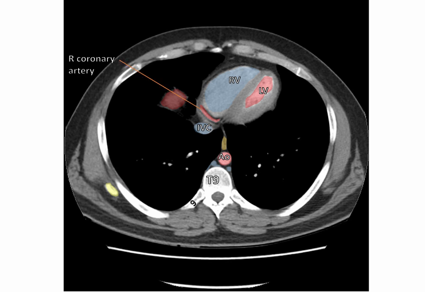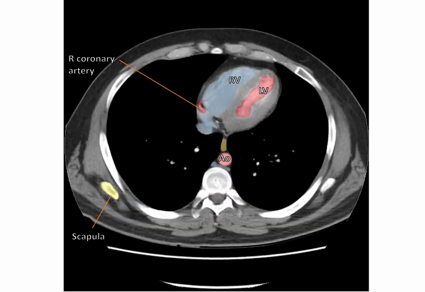Also at this level, we can begin to see the inferior angle of the scapula. As we follow the inferior vena cava upwards, we enter the right atrium. Note also at this level, which is approximately T8 vertebral level, we can see where the hemiazygous vein is draining into the azygous vein on the right, here.